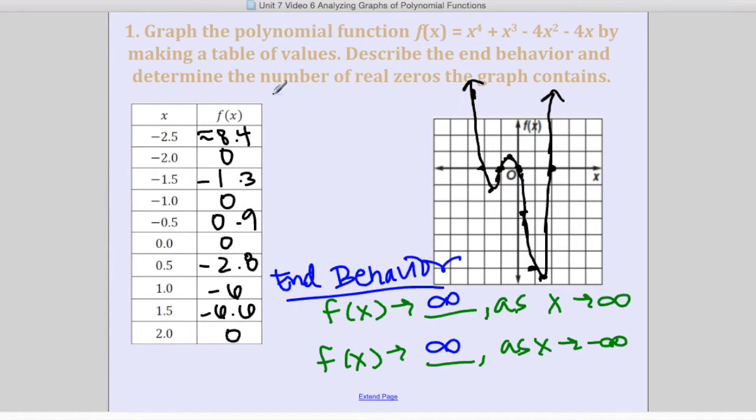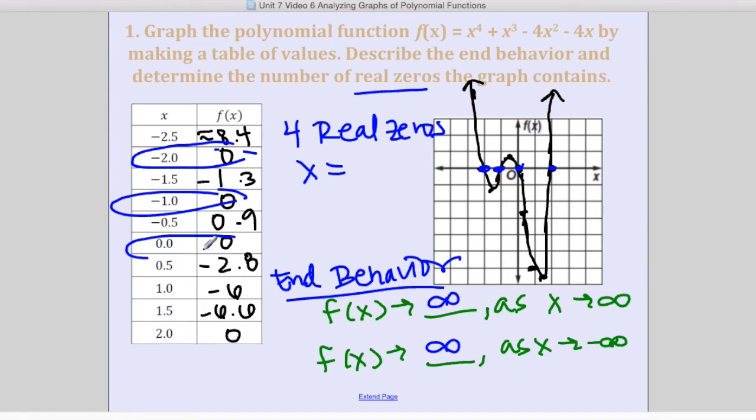Okay, now we have to determine the number of real zeros. Okay, real zeros, there are 1, 2, 3, and 4. So there are 4 real zeros. Okay, and let's just say what they are, because these ones are actually really easy to see. They're actually listed right here in our table. It's where y is 0. So x equals -2, -1, 0, and 2. Those are where my real zeros are. Okay, so that is example 1.